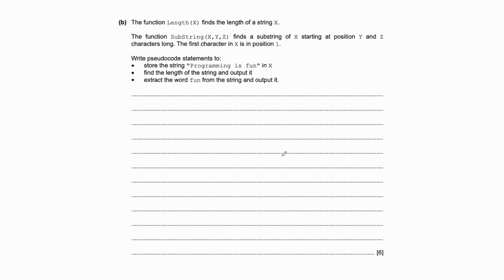Question 12. So now we're starting to get into some of the slightly more programming questions. It is quite a jump from this to the programming question that comes at the end of the paper. But here we've got function length x finds the length of string x. The function substring x, y, z finds the substring of x starting at position y and z characters long. First character is x in position 1, right? So that's telling you quite a bit. It's telling you what all those parameters mean.